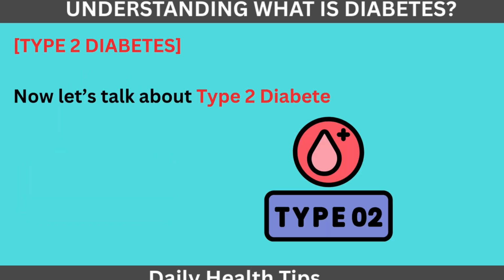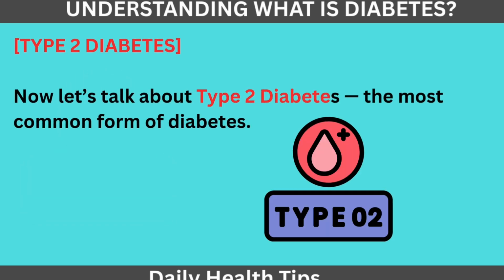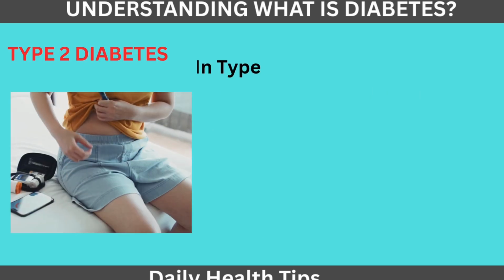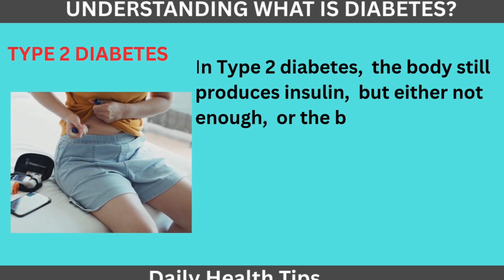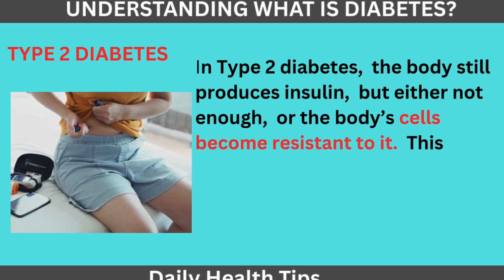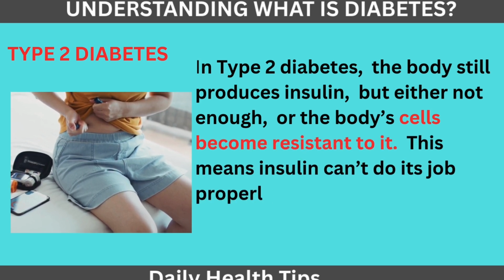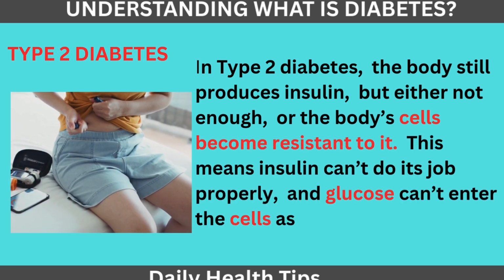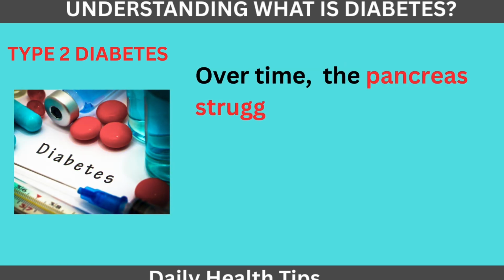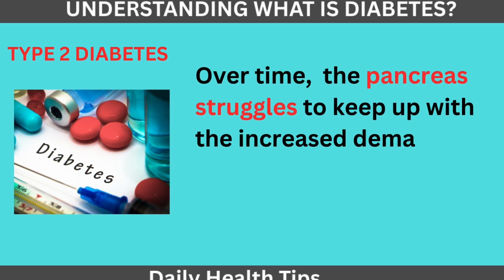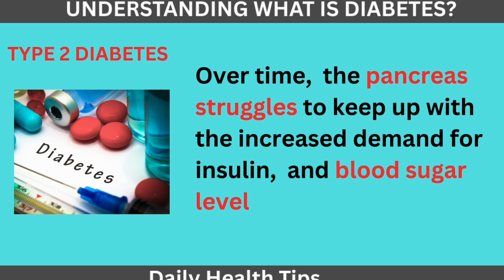Type 2 diabetes. Now let's talk about type 2 diabetes, the most common form of diabetes. In type 2 diabetes, the body still produces insulin, but either not enough or the body's cells become resistant to it. This means insulin can't do its job properly, and glucose can't enter the cells as easily. Over time, the pancreas struggles to keep up with the increased demand for insulin, and blood sugar levels rise.